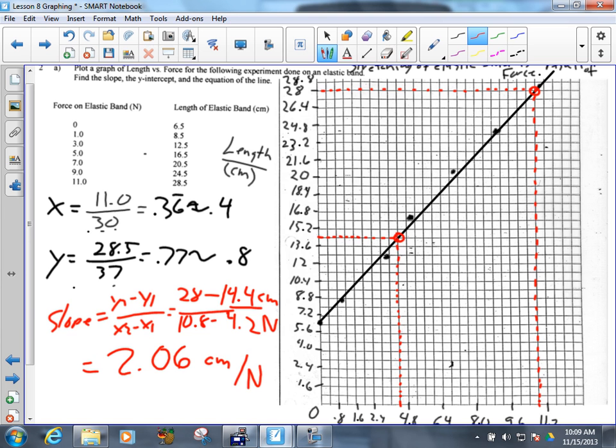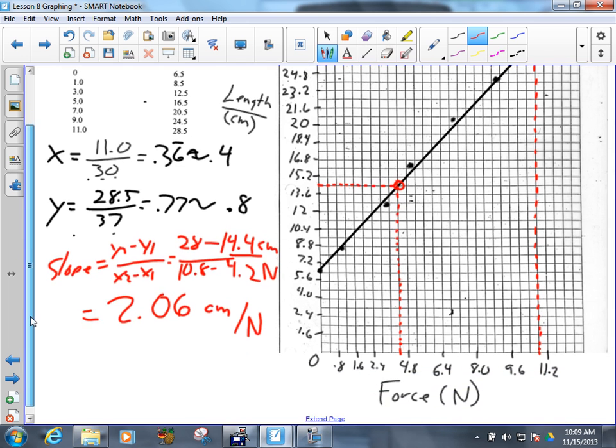All right, so for every 2 centimeters you stretch the rubber band, you will have to apply how much force? Roughly? Yeah, something like that. Okay, for every 2.06 centimeters you stretch the rubber band, you'll have to apply 1 newton of force, is what that's saying. All right, so if you flip it the other way, it's about, what, 0.5, something like that.